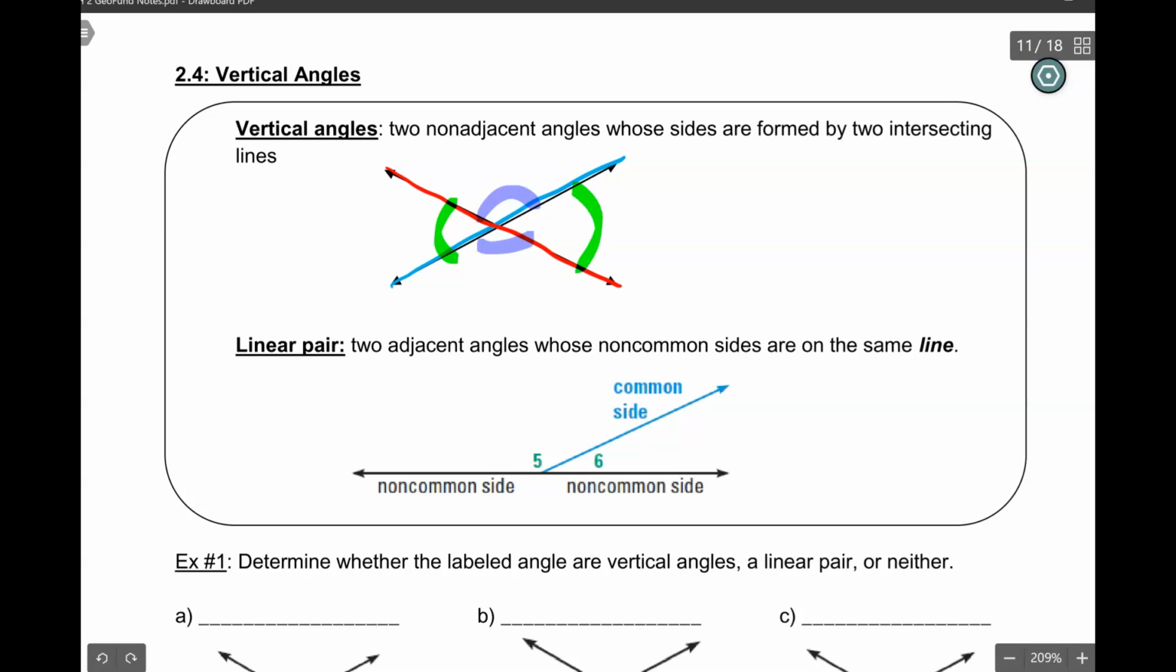each other. So if I would label each of these angles, I could name them angle 1, angle 2, angle 3, and angle 4. Angle 2 and angle 4 are vertical angles. And we also could say angle 1 and angle 3 are vertical angles.